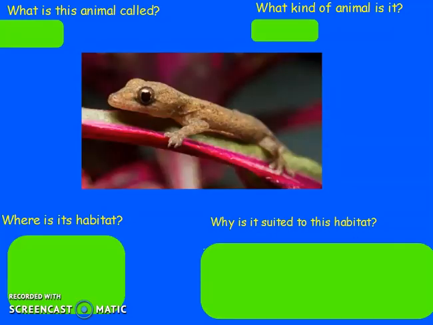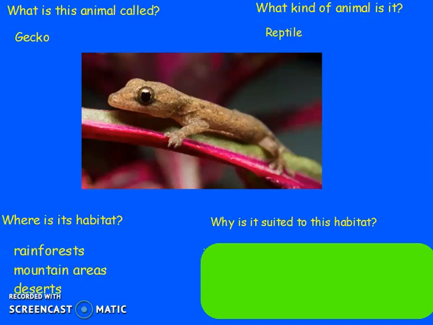What about this animal? What's it called? Do you know what kind of animal it is? Where's its habitat? And why is it suited to its habitat? This animal is called a gecko, and it's a reptile. It often lives in places like rainforests, mountain areas and deserts.